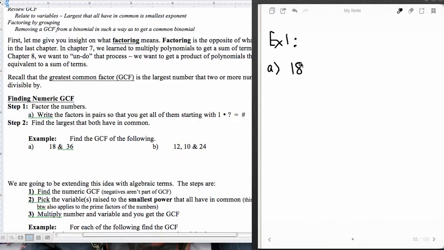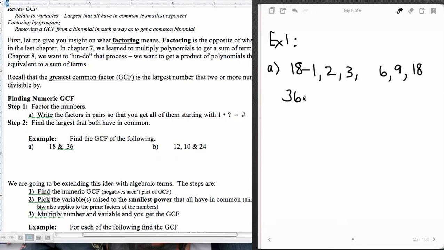So for 18, we have 1 times 18, and then 2 times 9, and then 3 times 6. And you notice the way that I do this is back and forth. I'm headed toward meeting myself in the middle, because I can go, okay, does 4 go into it? No. Does 5 go into it? And then the next number I see is 6. So I know I've met myself in the middle and I found all possible factors.